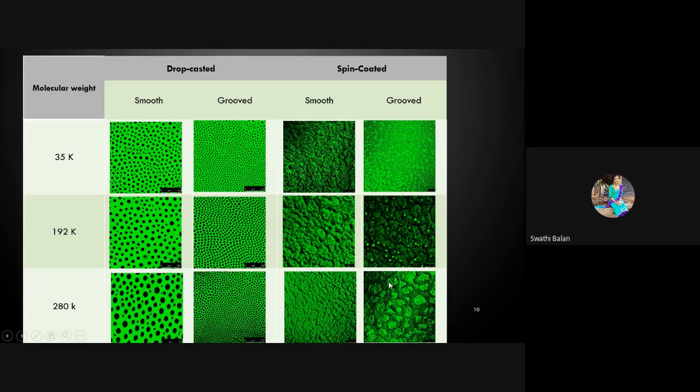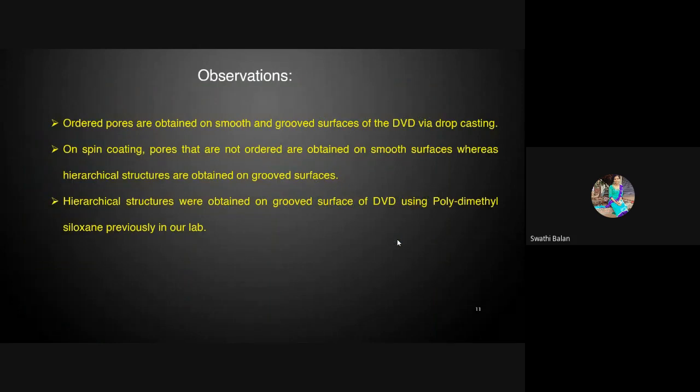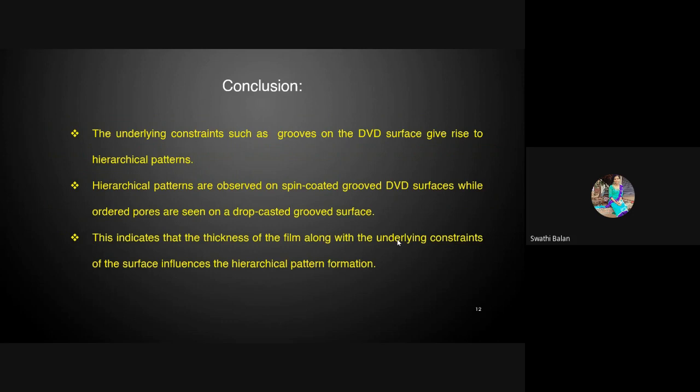And also, we can see some hierarchical patterns on spin coating on grooved surfaces for 192K. That is, hierarchical structures were also obtained on grooved surface of the DVD using polydimethylsiloxane previously in our lab, which means that the thickness of the film along with the underlying constraints of the surface influences the pattern formation.